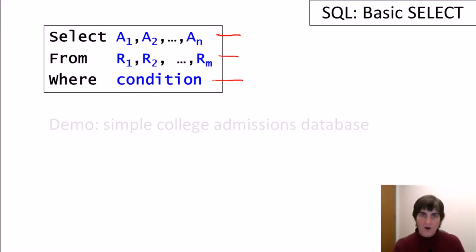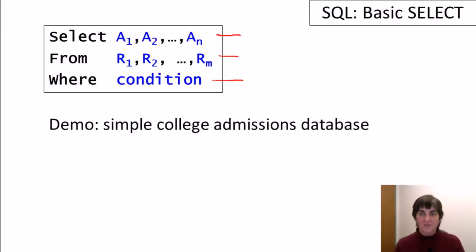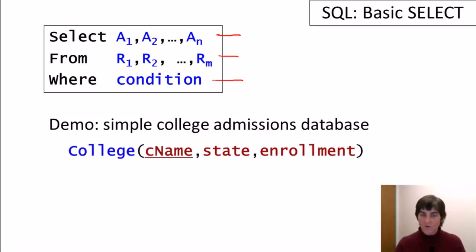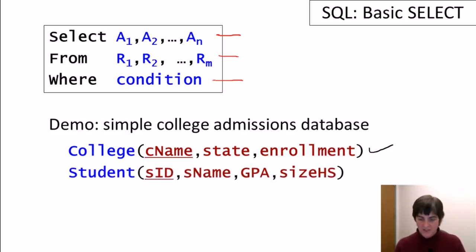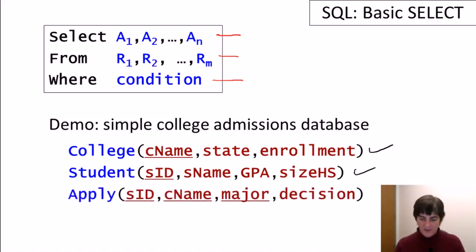All of the 7 demos are going to be using the simple college admissions database that we learned about in the relational algebra videos. As a reminder, we have 3 relations. We have the college relation. College relation contains information about the name of colleges, the state, and the enrollment of those colleges. We have the student relation, which contains student IDs, their names, their GPA, and the size of the high school that they come from. And finally, the application information that tells us that a particular student applied to a particular college for a particular major, and there was a decision of that application.